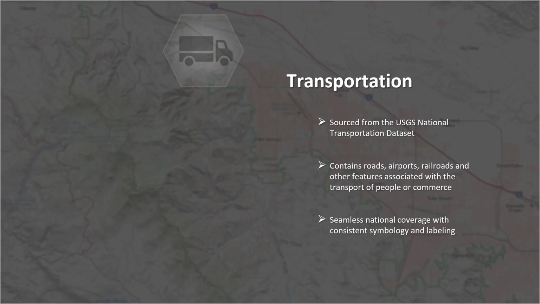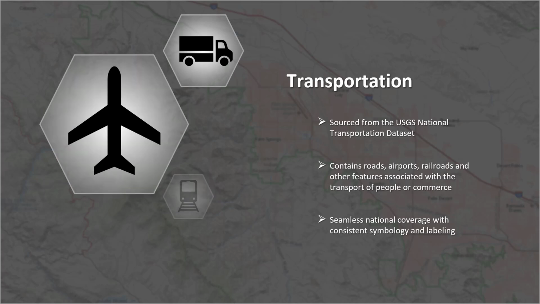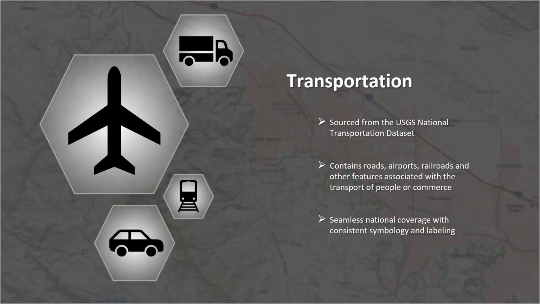The National Map Transportation layer comes from the USGS's National Transportation Dataset, a seamless integrated dataset containing features associated with the transportation of people and commerce, such as roads, railroads, trails, and airports. It offers nationwide coverage with consistent feature symbology, including the appearance of different road classifications and route symbols.